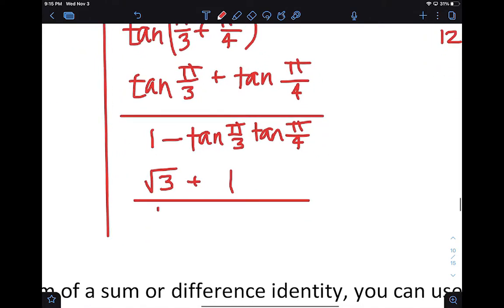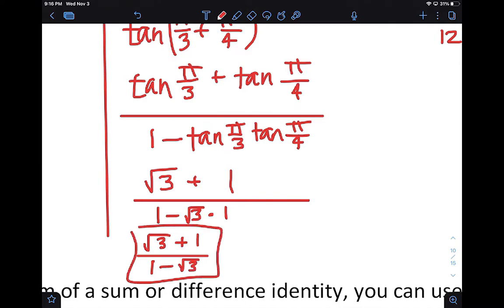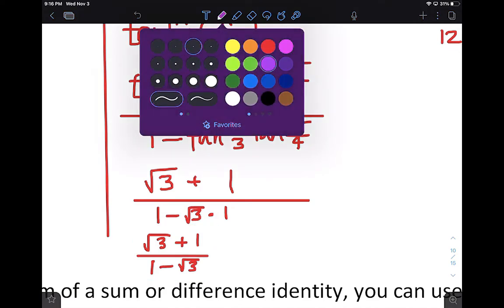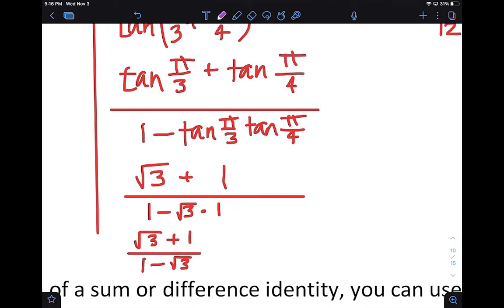Down in the denominator, we're going to write 1 minus, and then basically those same values multiply together. Square root of 3 times 1. I'm just going to clean this up just a hair. This will be 1 minus square root of 3. Now, you could probably get away with leaving it like that, but some teachers want you to rationalize the denominator. So I'm going to go ahead and do that. Usually it's a good idea. I'm going to multiply top and bottom by the conjugate of the denominator. That's our technique to rationalize, or get rid of radicals in the denominator of a fraction.